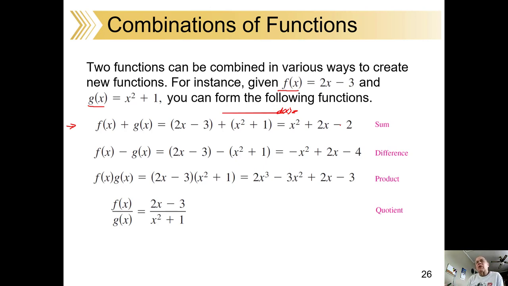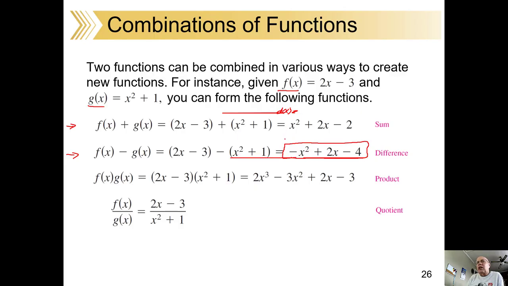Doggone. Well, there's another way you can create your own function. Another way is you could subtract those functions. You could take the Frank function, subtract the George function, do a little bit of algebra, and here is the Frank minus George function.